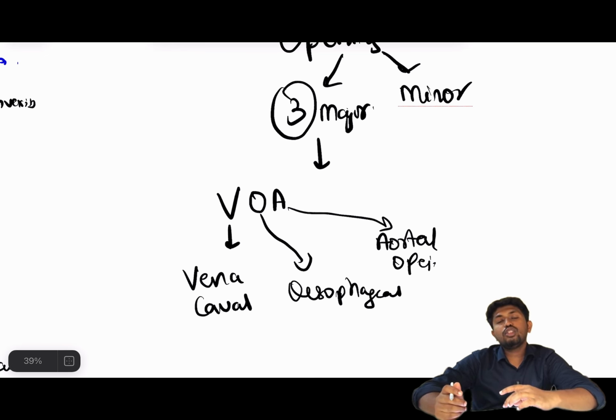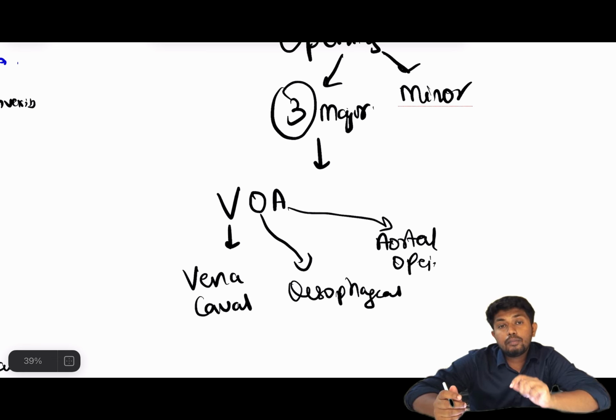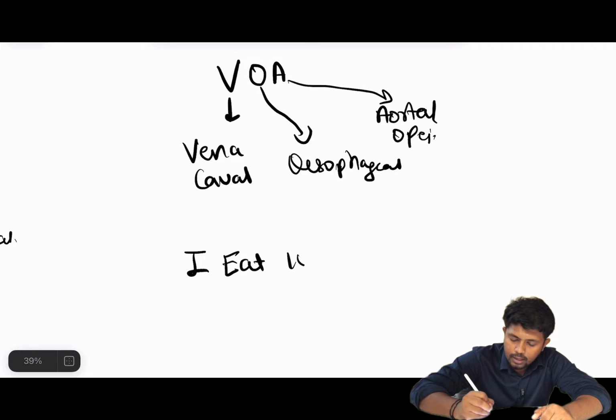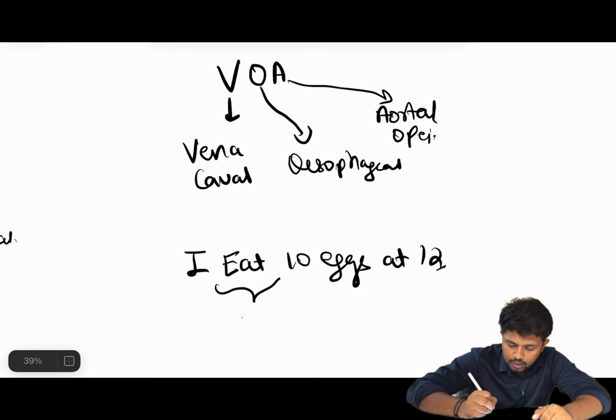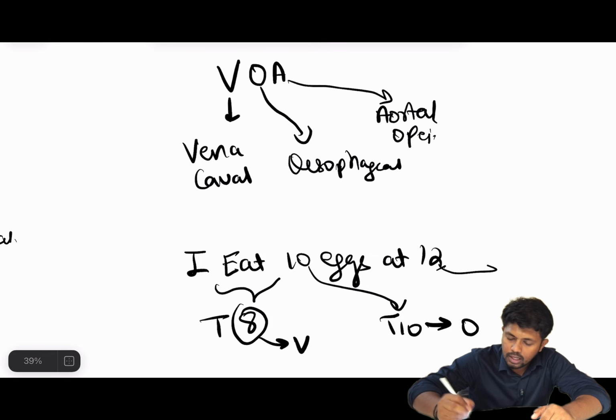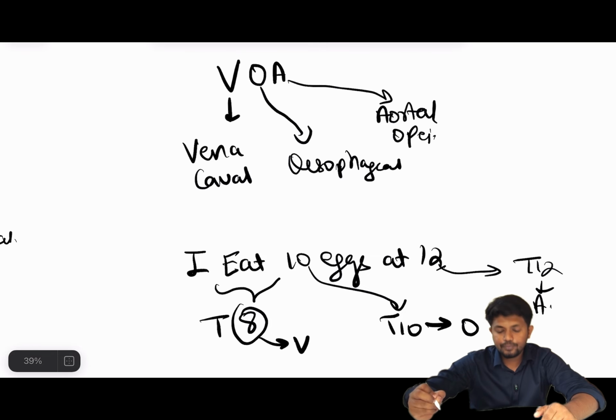And to remember the vertebral level of these openings, you can remember it by another mnemonic: 8, 10, 12. 8 means T8 level, where the vena caval opening will begin. 10, T10 level, where the esophageal opening will begin, and 12, T12 level, where the abdominal aortic opening will originate.